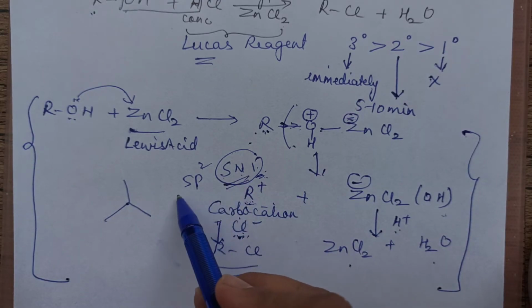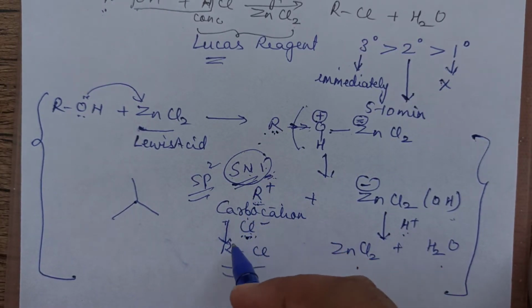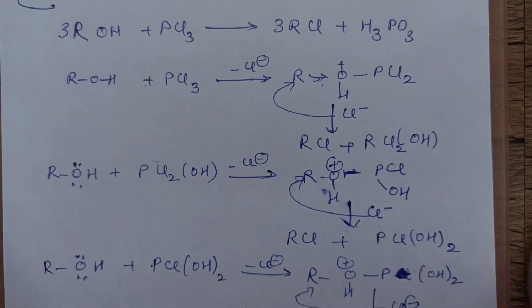This is SN1 and sp2 because of the carbocation, and when we talk about SN1 further, I will explain it. Next method, children, we are taking also from alcohol. Okay.